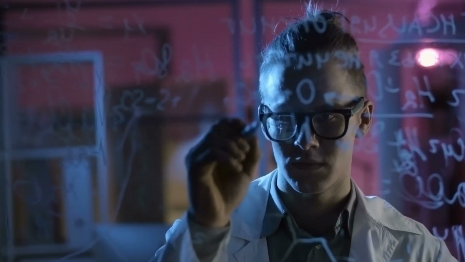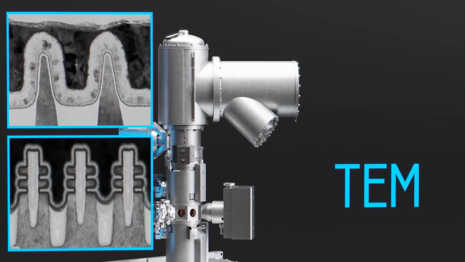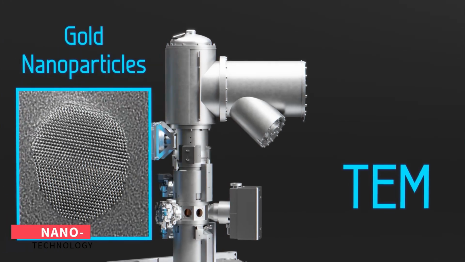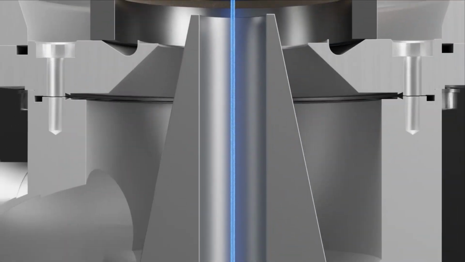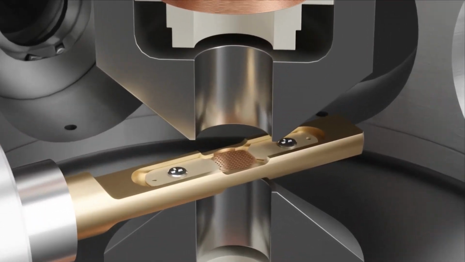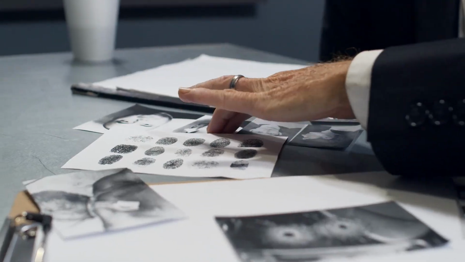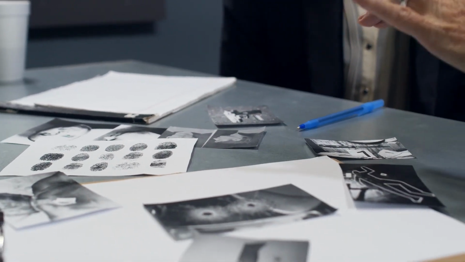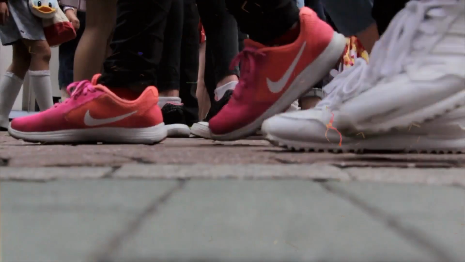But the applications of electron microscopy extend far beyond the realms of scientific research. These powerful instruments have played a crucial role in fields as diverse as materials science, nanotechnology, and even forensics. We'll explore how electron microscopes have enabled groundbreaking discoveries and advancements, from the development of new materials with incredible strength and durability to the analysis of microscopic evidence in criminal investigations. You'll be amazed at the incredible impact these instruments have had on our daily lives, often in ways we rarely stop to consider.